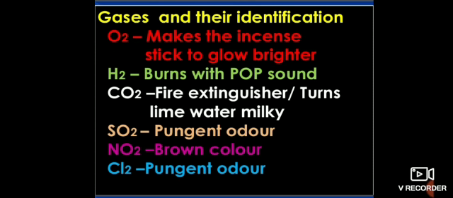When nitrogen dioxide gas liberates, it will produce a brown color. When chlorine gas liberates, it will produce a pungent odor. Like this, we can identify the liberation of gases in a chemical reaction.